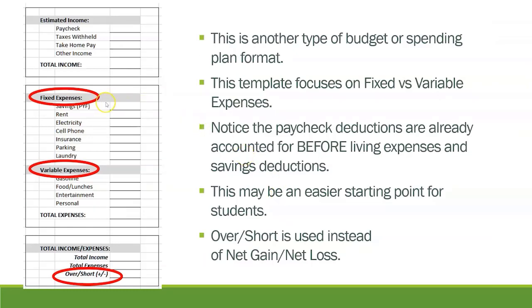This one focuses on fixed versus variable expenses. So make sure you cover the difference between fixed and variable. Again, this one has taxes withheld up here and your take-home pay, and the vocabulary is a little bit simpler. At the bottom, instead of net gain, net loss, we have over, short, which is sometimes easier for students to understand.